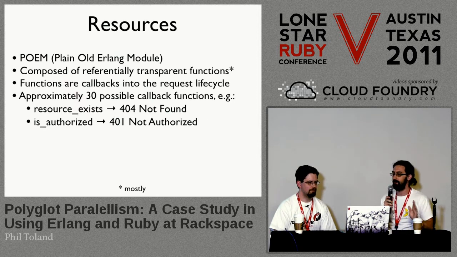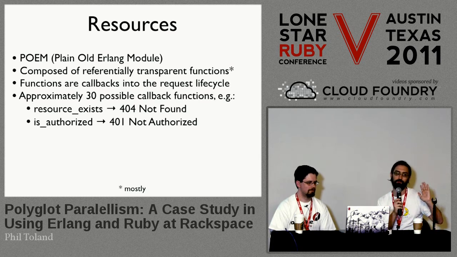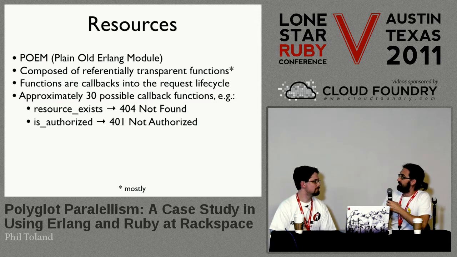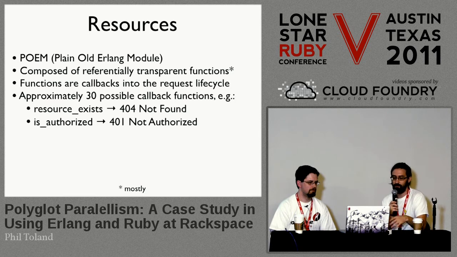Now, a resource is a plain old Erlang module. It's composed of largely referentially transparent functions. That's a complex way of saying it's a simple interface, right? You get 2 or 3 parameters in, and you pass basically 3 out. Really easy. There are callbacks defined for every part of that life cycle, and there are about 30. For example, you have resource exists, and if you want to control whether Web Machine will send a 404 or a 200 OK, you can override that. Or if you want to control authorization, override is authorized, and it'll get called.